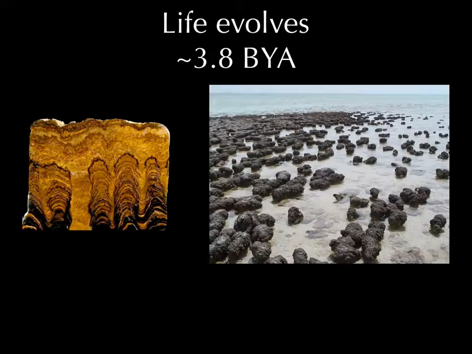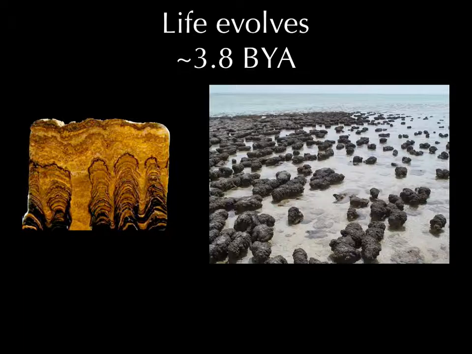But almost as quickly as the bombardment stops, you start seeing evidence that life evolves. And the earliest evidence we have for life is in chemical traces, right? So if you look at the way organisms accrete their carbon chains, they often have an even number of carbon atoms, right? Whereas abiotic processes often have a random number from odd to even. So we can find these chemical fossils that suggest there was early life.